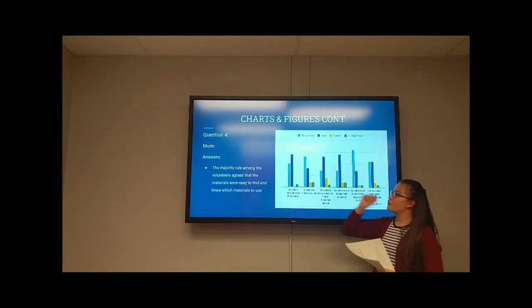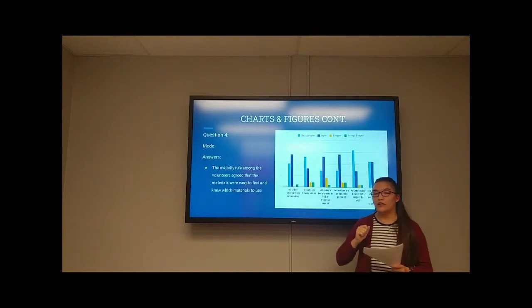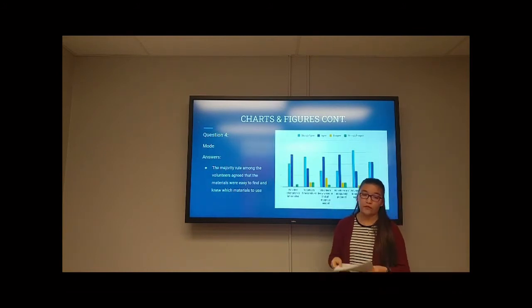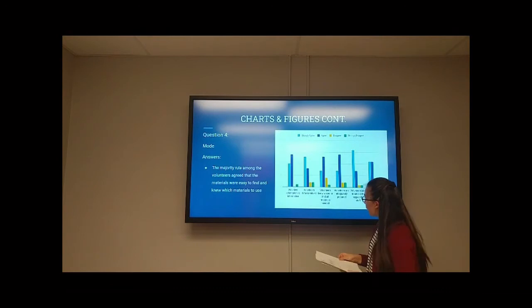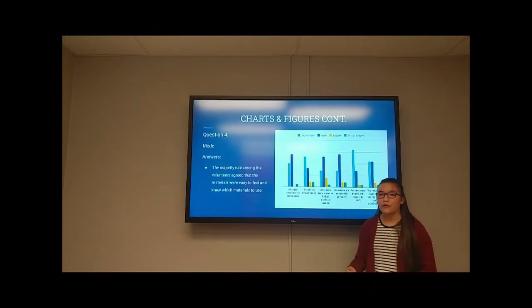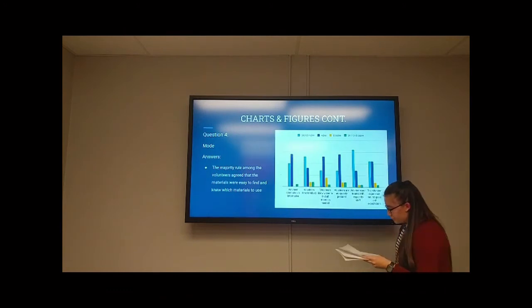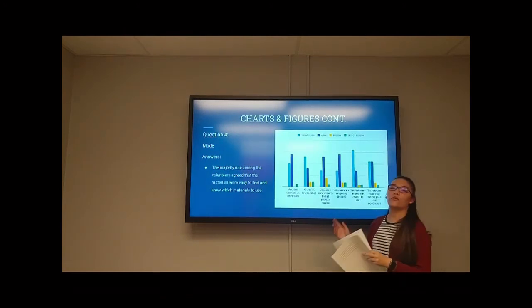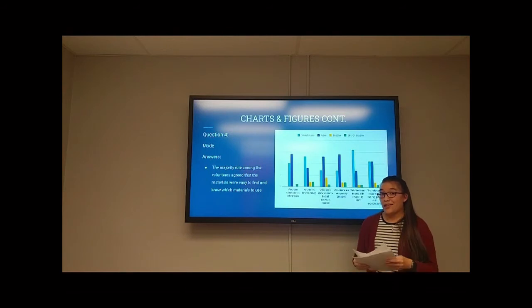So, for question four, we asked, do the volunteers know where to find all of the materials that they need? For this question, we found that 13 of the volunteers agreed that they could find whatever materials they needed for the session that they were doing or for cleaning purposes. However, four individuals also noted that they did not agree with being able to find all of the materials that they needed.